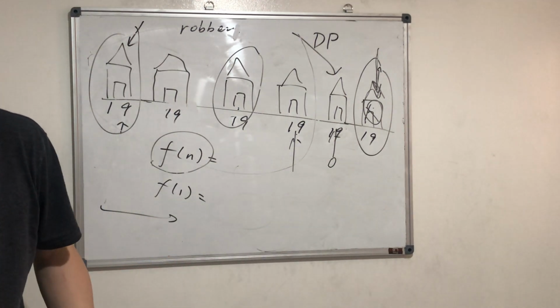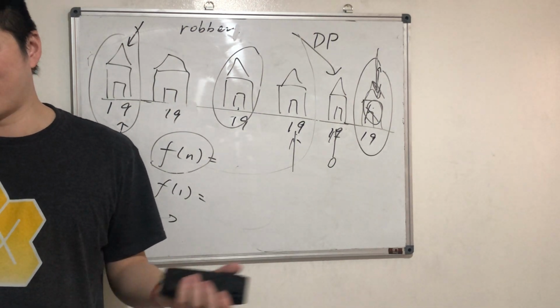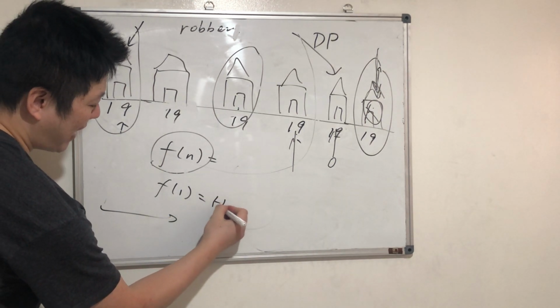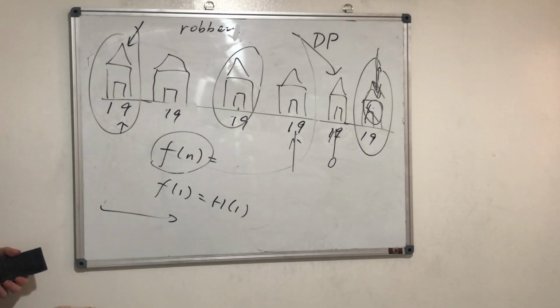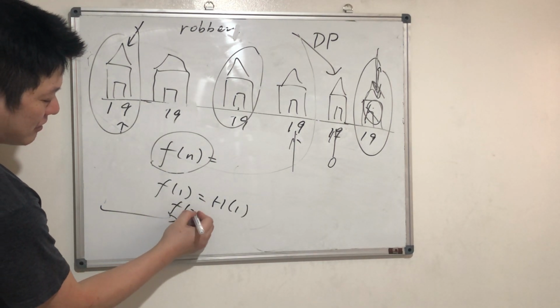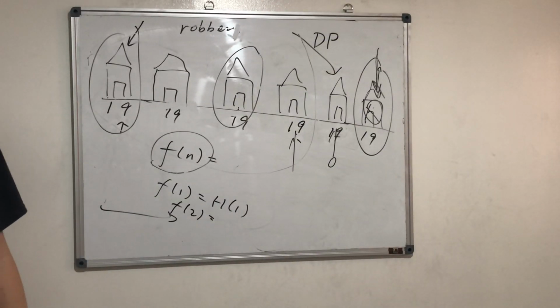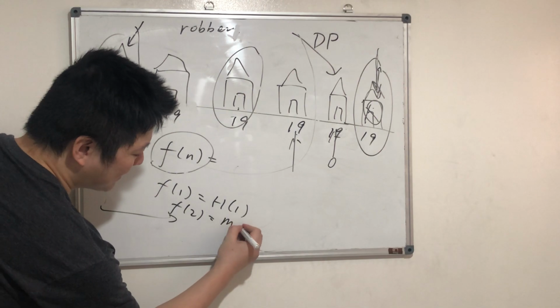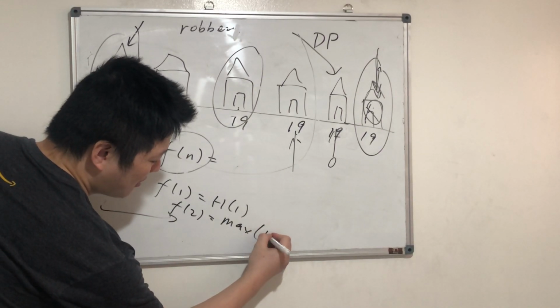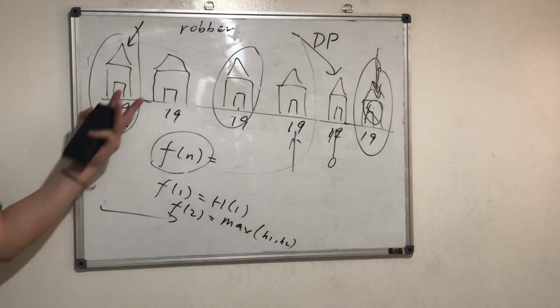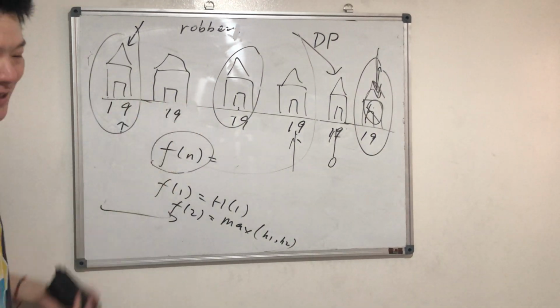I either pick it, or if I don't pick it, I get nothing. So I pick it. So that will be house 1. F2 equals what? There are 2 houses, so pick the biggest one. That will be the max of house 1 and house 2, right? Because there are 2 houses, I can pick 1 or 2, it doesn't matter.